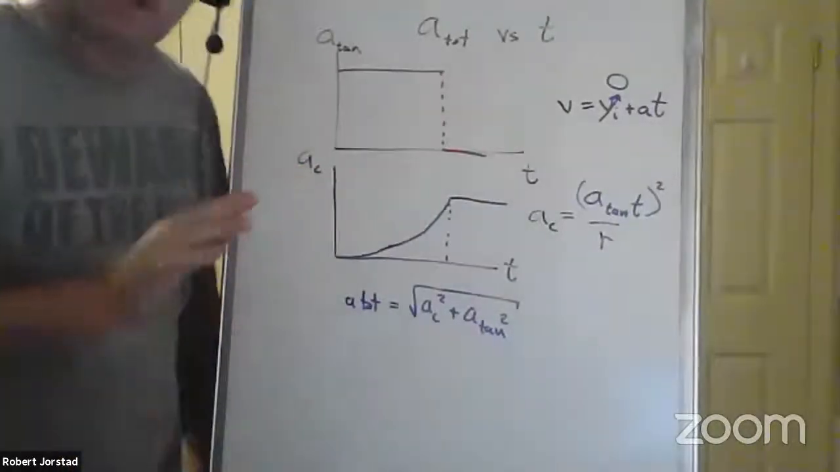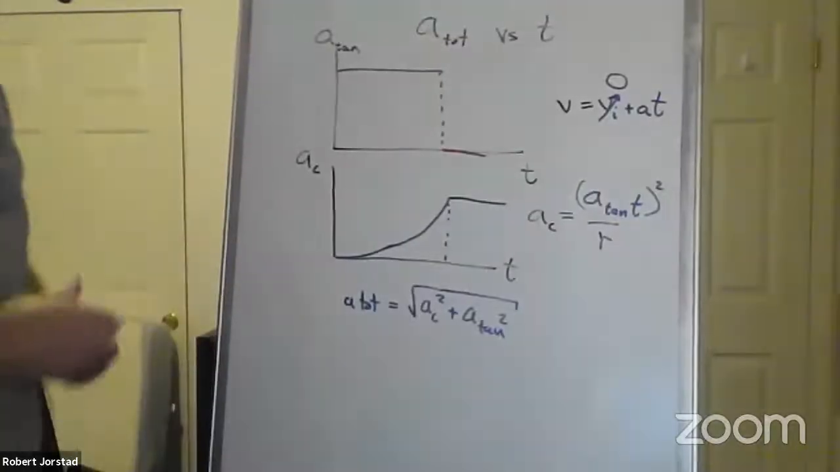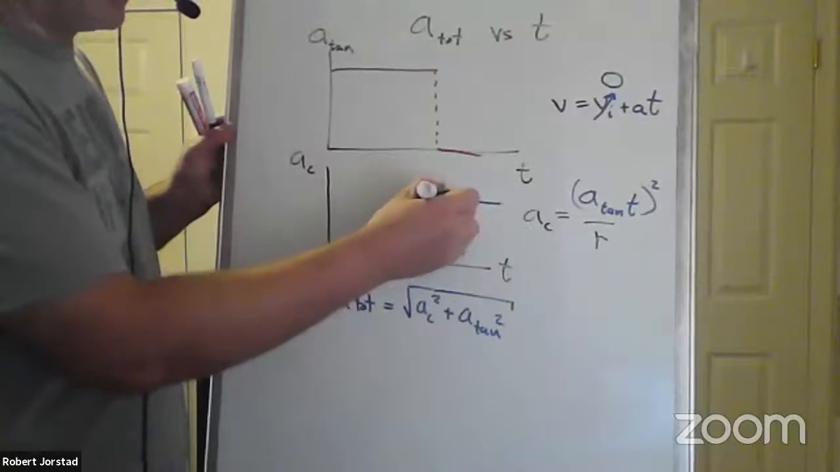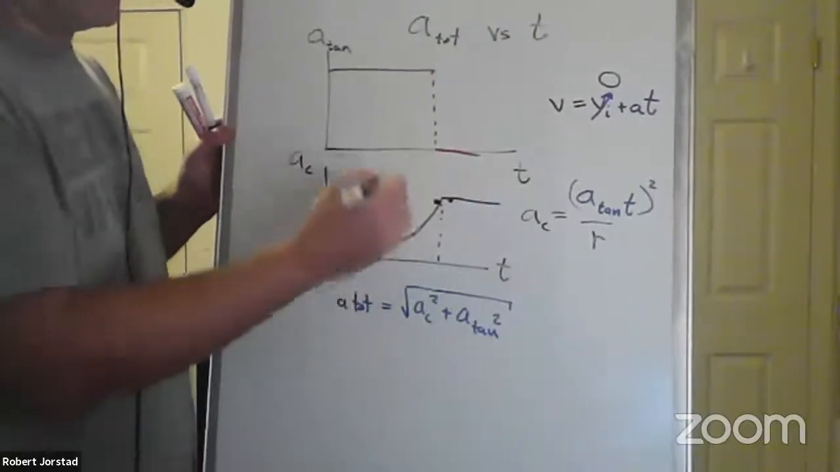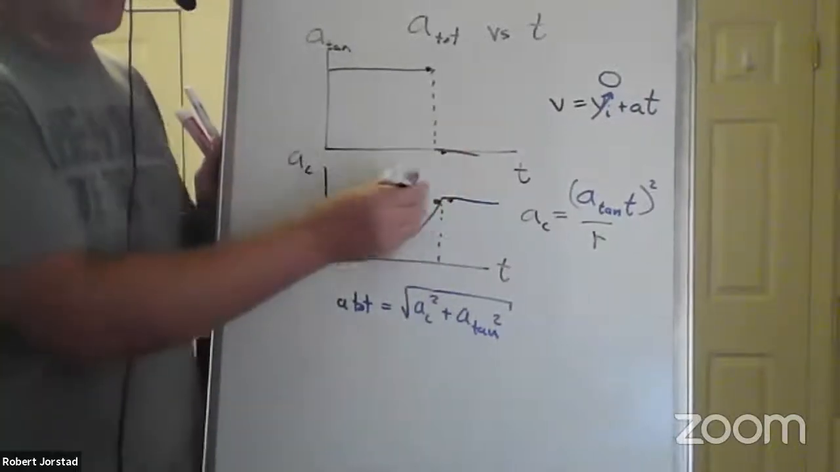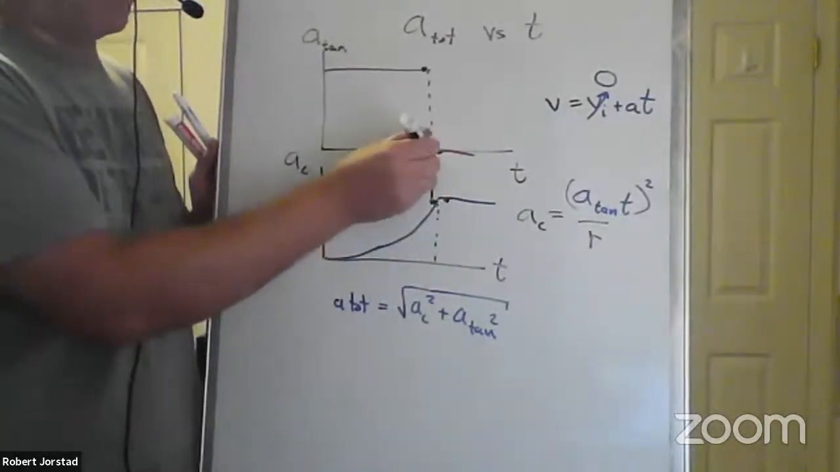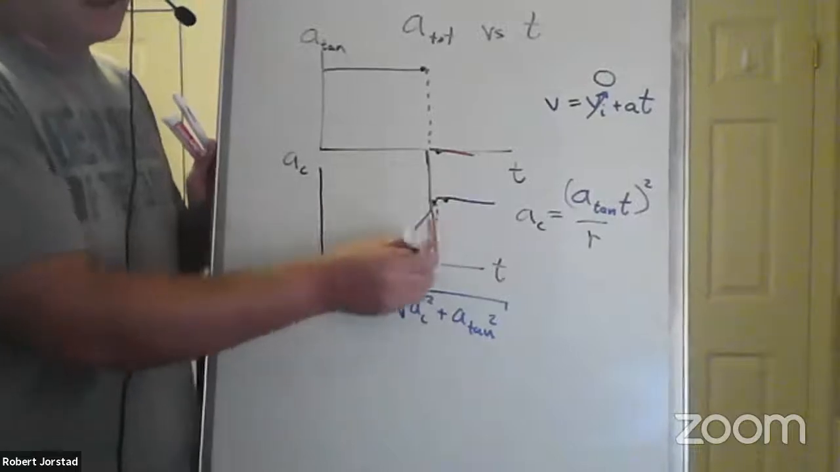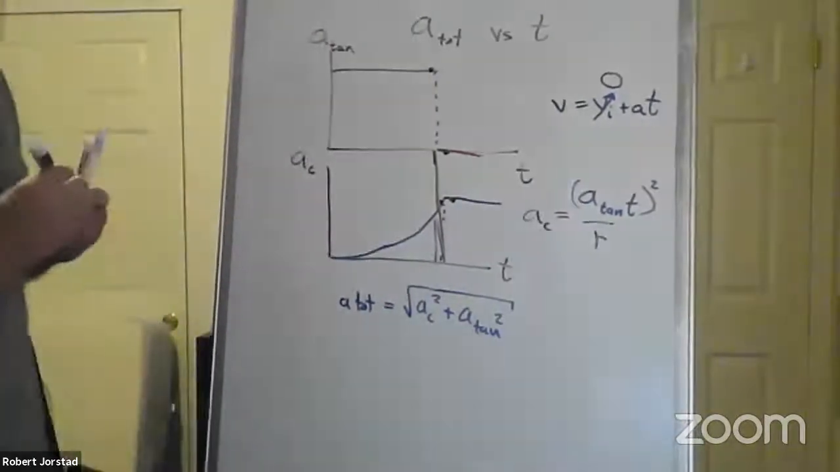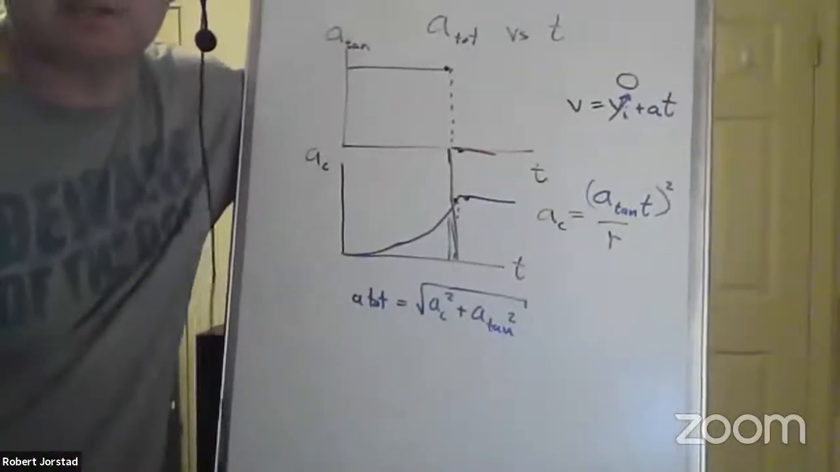AC and A tan may never be equal, but it's when both of them are large. So let me put it this way. This number right here and this number right here are effectively the same. However, this number right here and this number right here are very different. So the point in time just before the tangential kicks off will be the largest total. Let's go see what these look like.